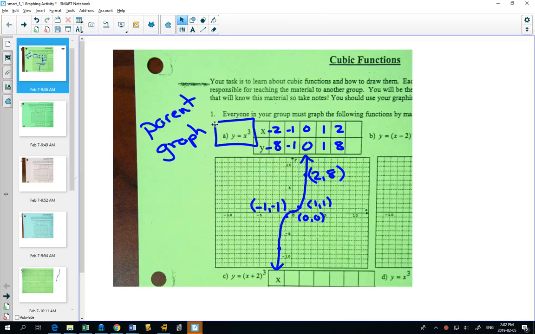Now, what we wanted to start to notice is when and how do things move? Because this whole assignment was whichever graph you started with, it got moved to the left or to the right or up or down. And one of our goals, after looking at all 4 of them, is to start to see a pattern. What makes it move to the left? What makes it move to the right? How can we tell without actually doing a table of values again, without plugging things in?